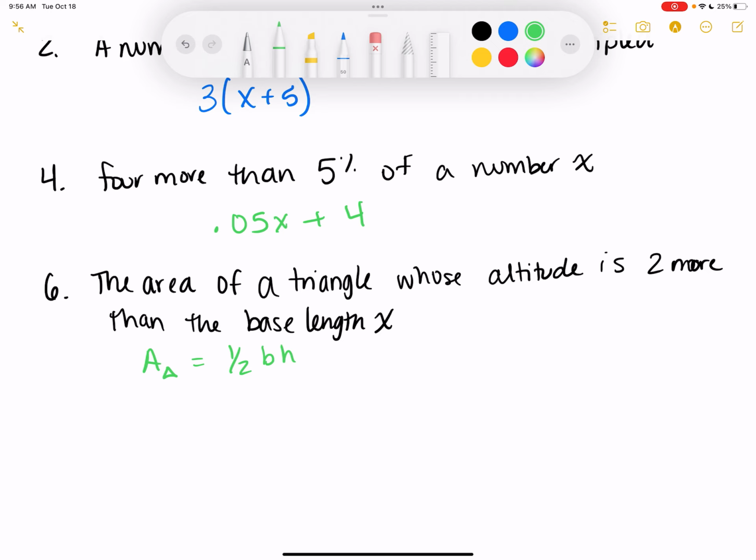Area equals 1/2 base times height, and the base length is x. What is the base? x. So 1/2 x. Now, the altitude is what? It's 2 more than the base length, so x plus 2. That makes sense. So area equals 1/2 times x times x plus 2.